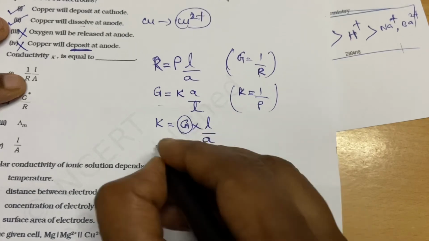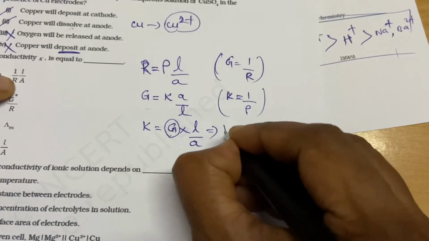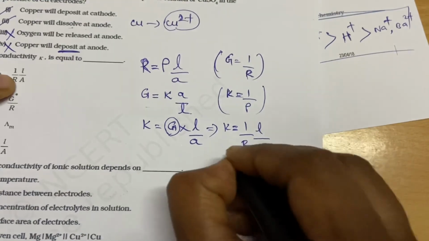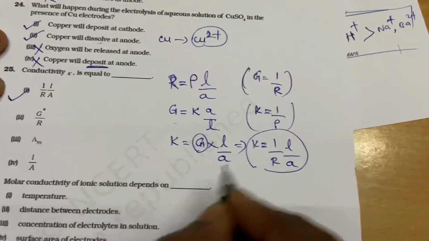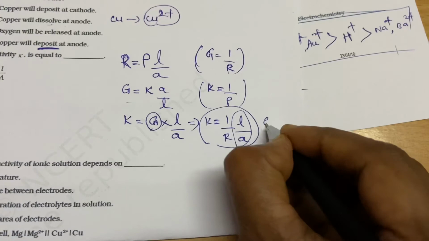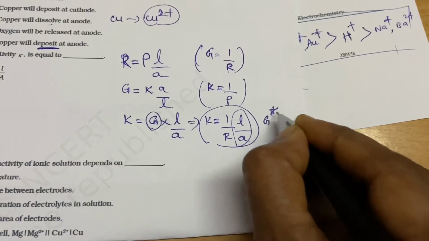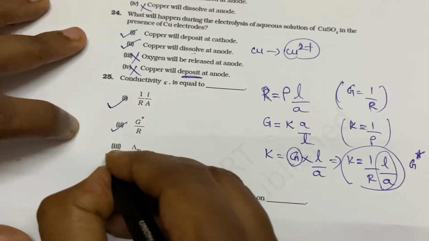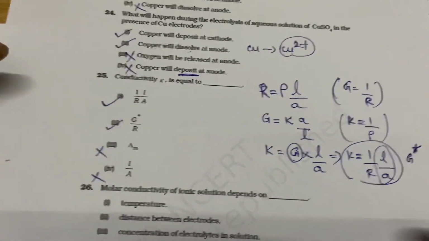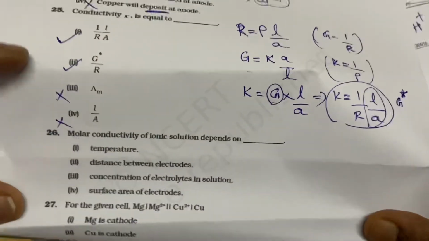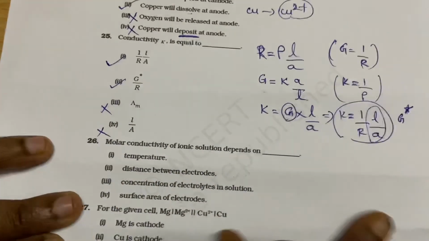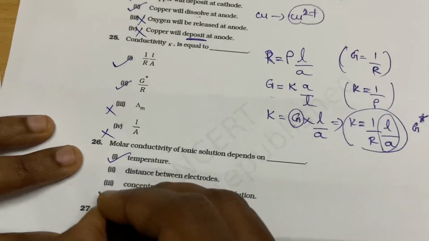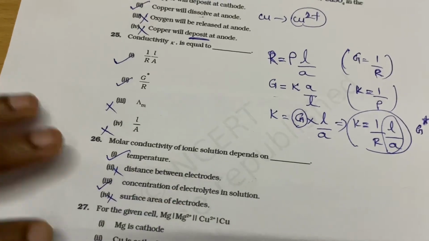We know that G is equal to 1 by R, inverse of resistance. So this expression is correct. We know that cell constant is often represented as G star. If you put G star, this is also a correct option, and the rest two are not. The molar conductivity of ionic solution depends on, as we already discussed, temperature and the concentration of the electrolytes, and the rest two are wrong.